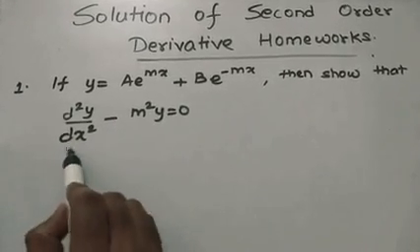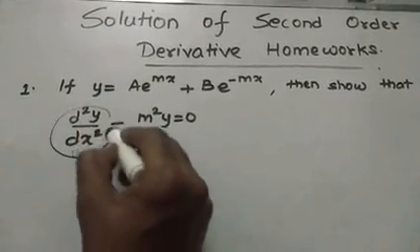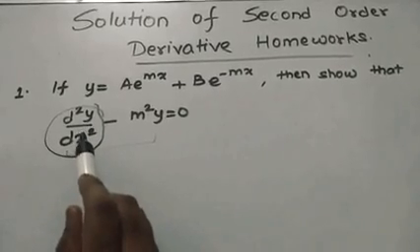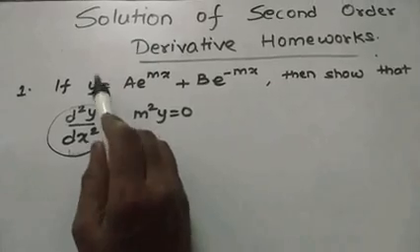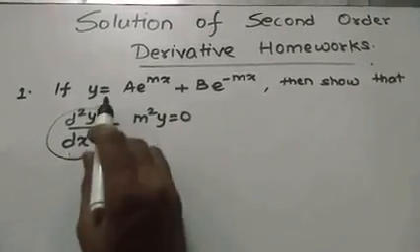In the left hand side, what are the things there? The most important is d2y by dx2. That means you have to find the second order differentiation of y. Clear? So according to that, let us first of all find the first order differentiation of y.